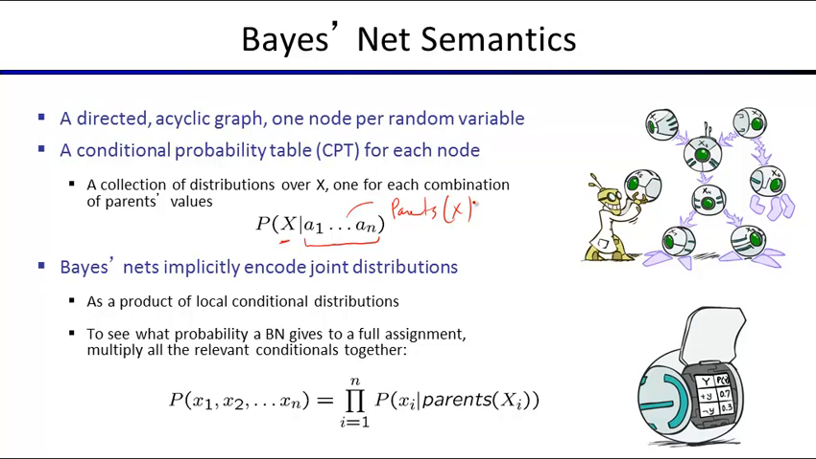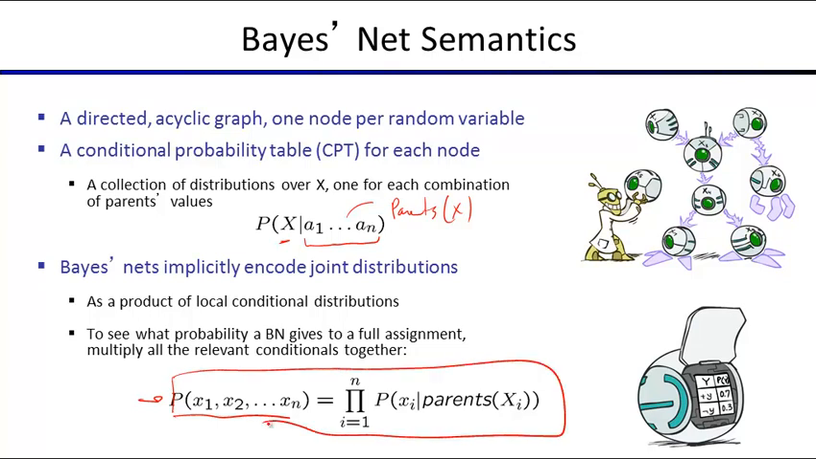Then the total joint distribution is given by this equation over here. You multiply together all these conditionals. This is just a procedure, right? Somebody gives you a directed acyclic graph. Then for each variable, you have a conditional distribution, conditioned on the parents. If you multiply them all together, you get a full joint distribution.